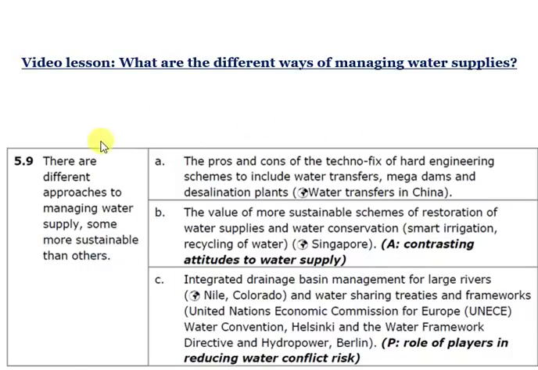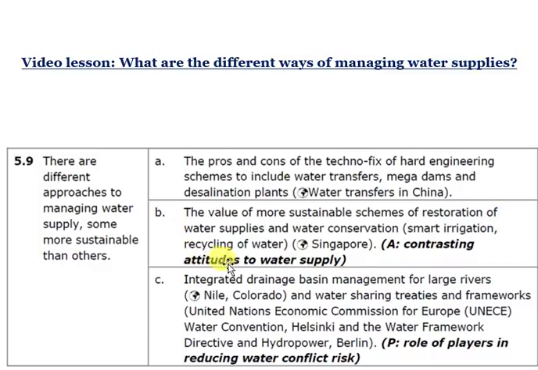So 5.9A is concerned with really expensive techno fix, high tech, very expensive top-down hard engineering projects like dams, transfer schemes, and desalination plants. 5.9B is the opposite.